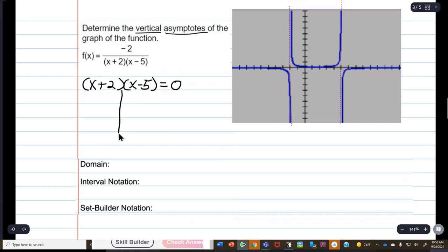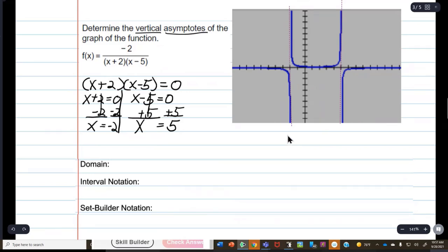We set each factor equal to 0. X plus 2 equals 0. X minus 5 equals 0. Subtract 2, subtract 2. X equals negative 2. Now over here, add 5 to both sides, plus 5. That will give us X equals 5. So this line is X equals negative 2. And this line is X equals 5.